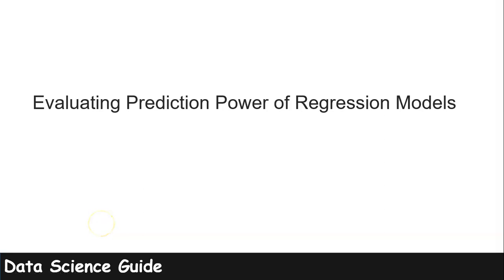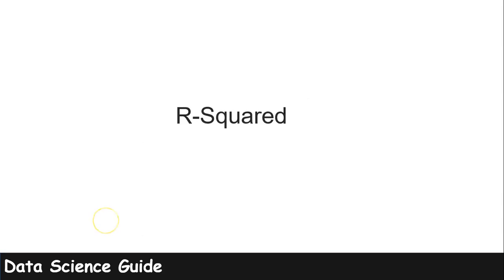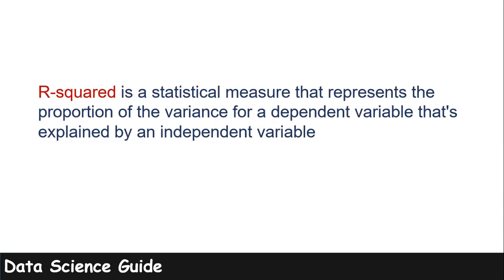Hello everyone. In this tutorial we are going to see how to evaluate the prediction power of regression models. For this purpose we are going to use something called R squared. So what is R squared? R squared is a statistical measure that represents the proportion of the variance for a dependent variable that's explained by an independent variable. Wow, that sounds complicated.